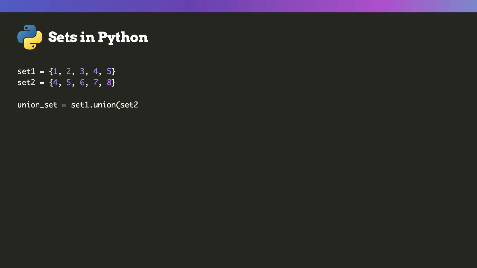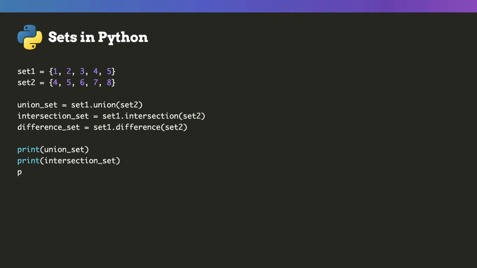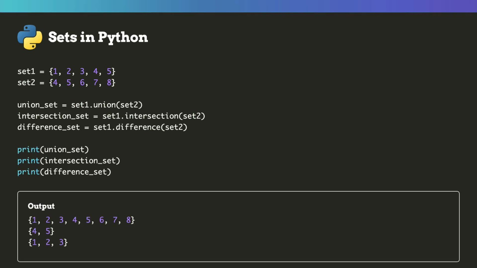Sets also support mathematical set operations like union, intersection, and difference. The union method returns a set containing all the unique elements from both sets. The intersection method returns a set containing the common elements between the two sets, and the difference method returns a set containing the elements that are in set 1 but not in set 2.